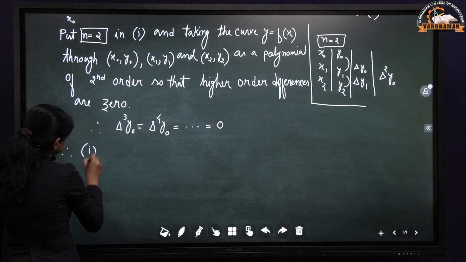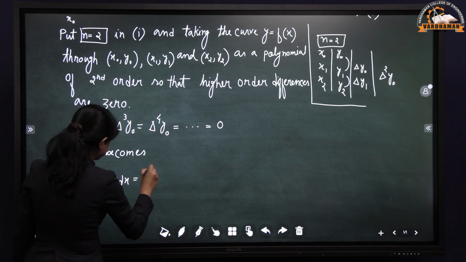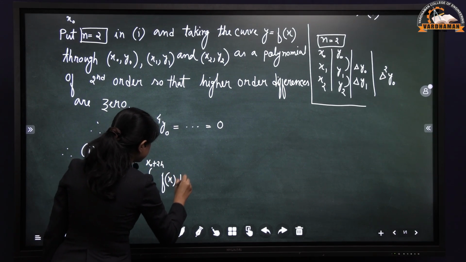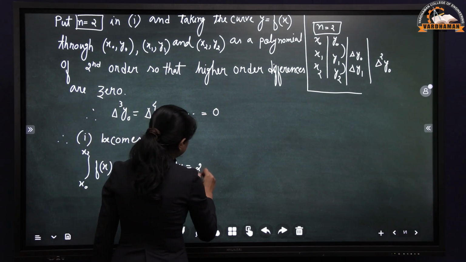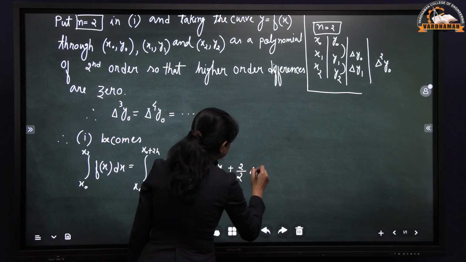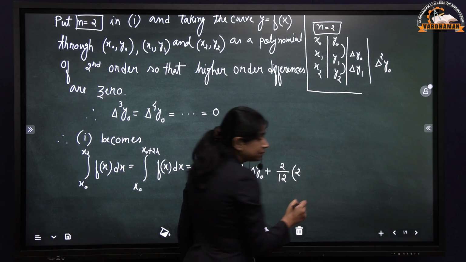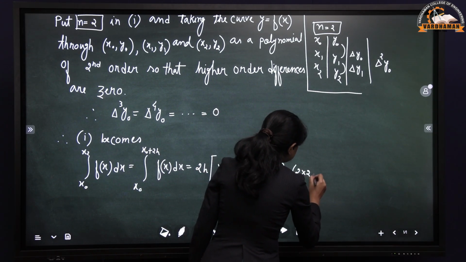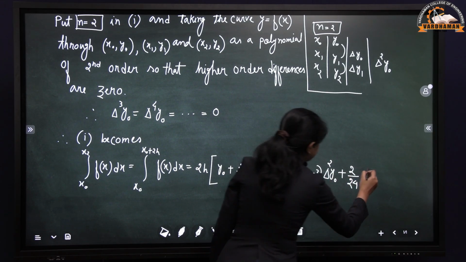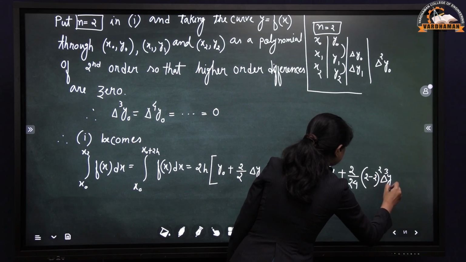Therefore 1 becomes integration x0 to x2 f of x dx. x2 means x0 plus 2h. So we have nh, that will be 2h, y0 plus n by 2, that will be 2 by 2, first forward difference of y0, plus n by 12, 2 by 12, 2n minus 3, that means 2 into 2 minus 3, second forward difference of y0, plus 2 into 24, n minus 2, 2 minus 2 whole square, third forward difference of y0.